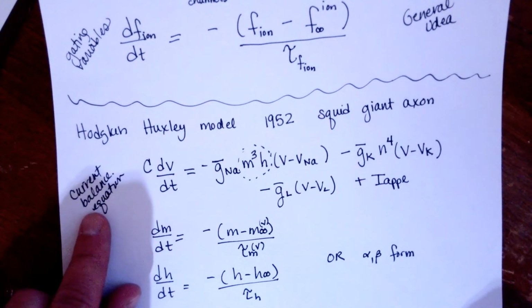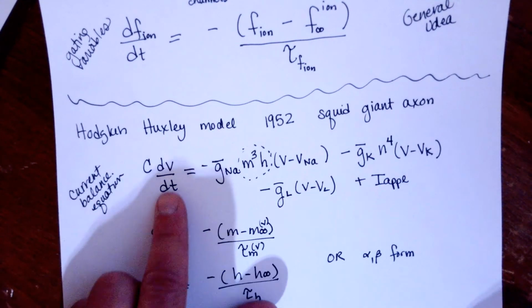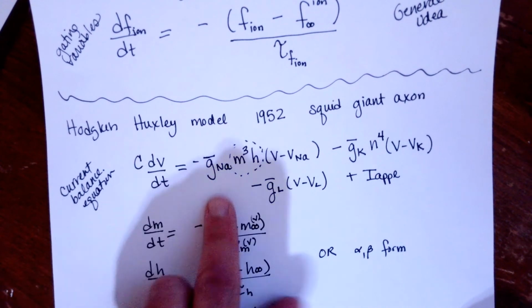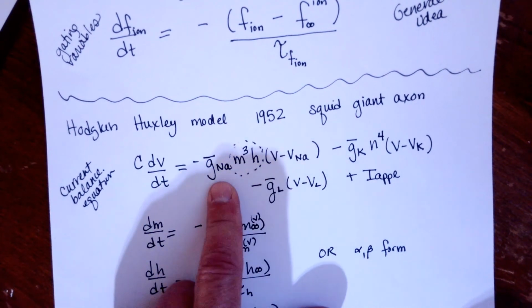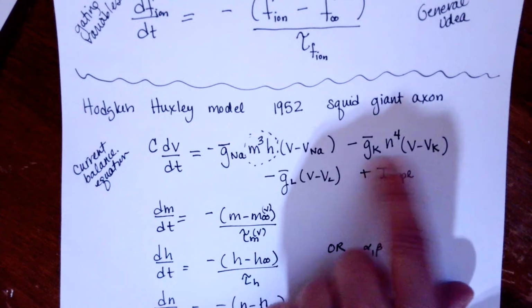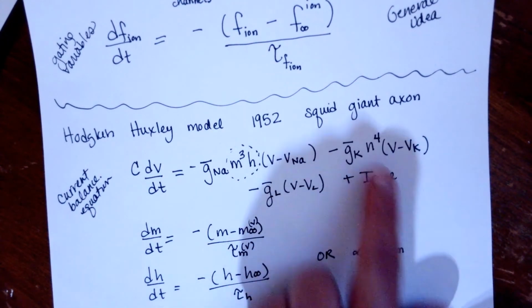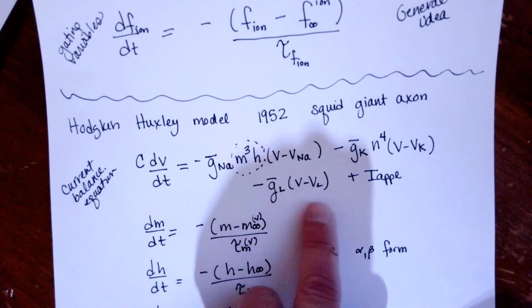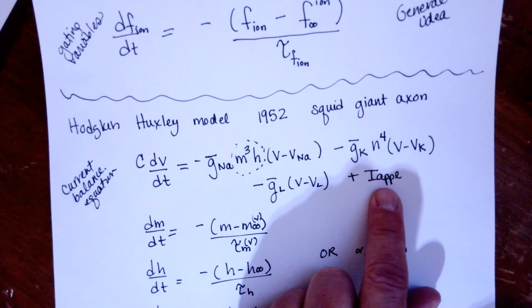All right, so here's their current balance equation. Capacitive current. This is a current due to the sodium channel. This is a current due to the potassium channel. This is what we call the leak current, and this is the applied current.